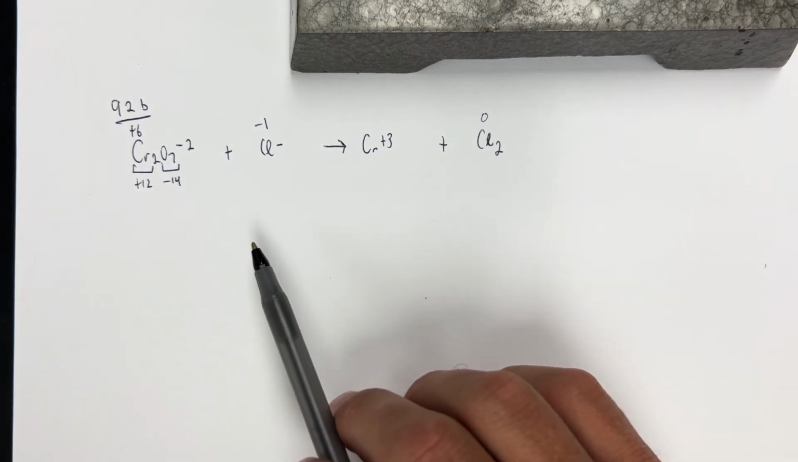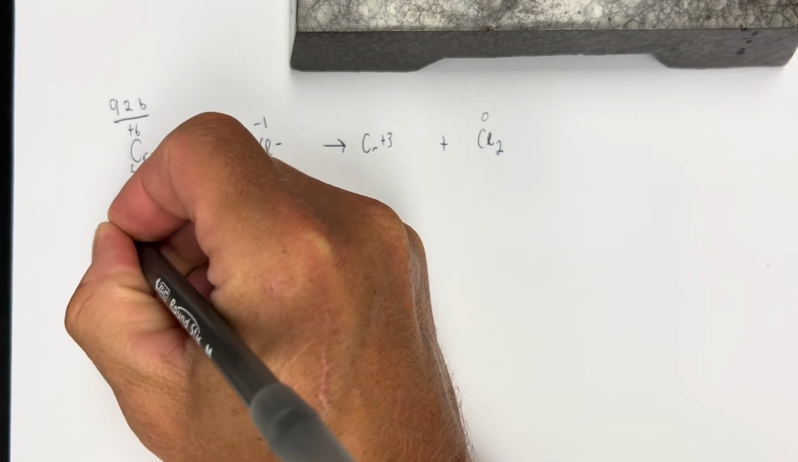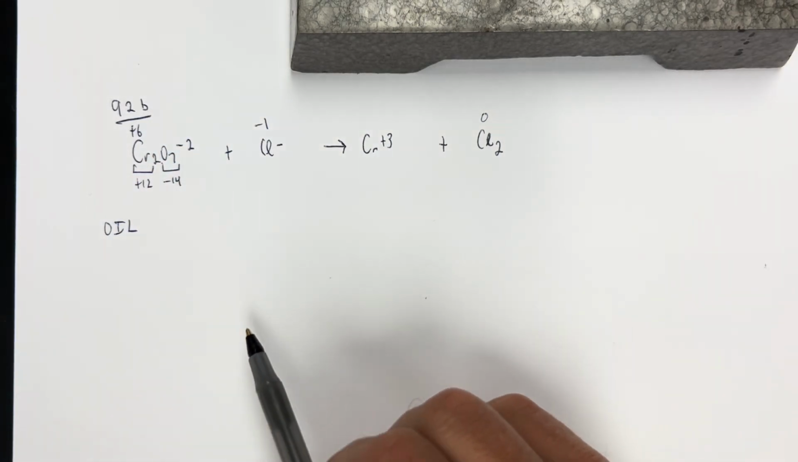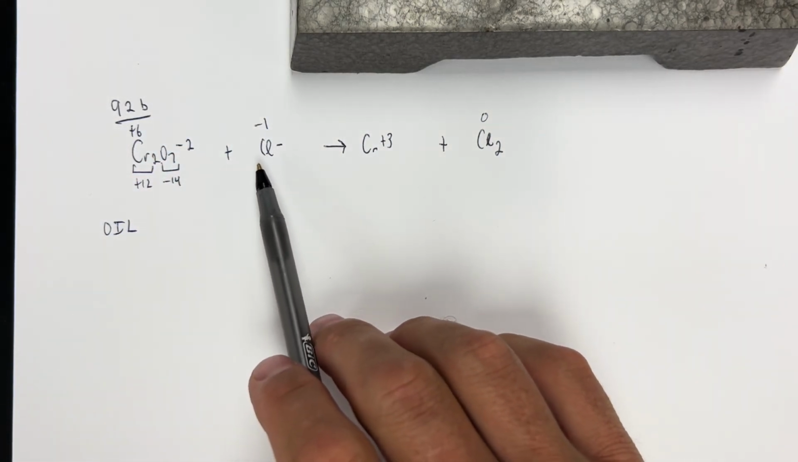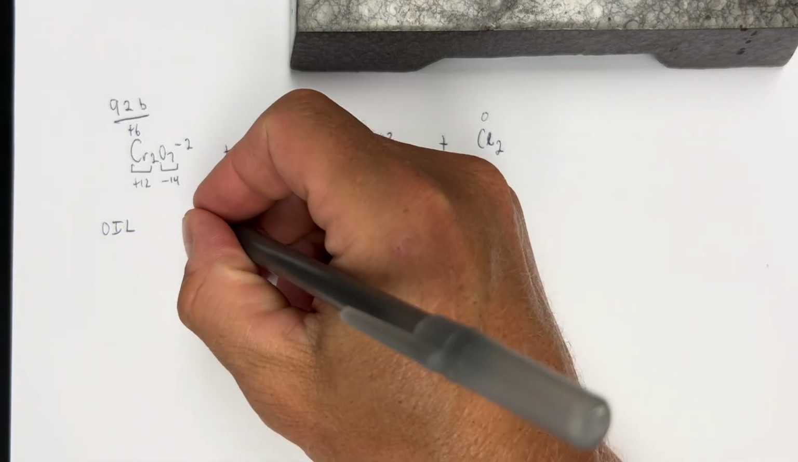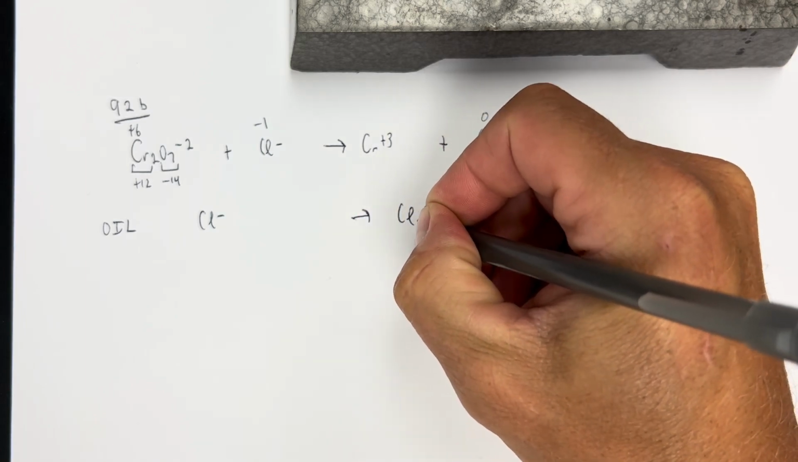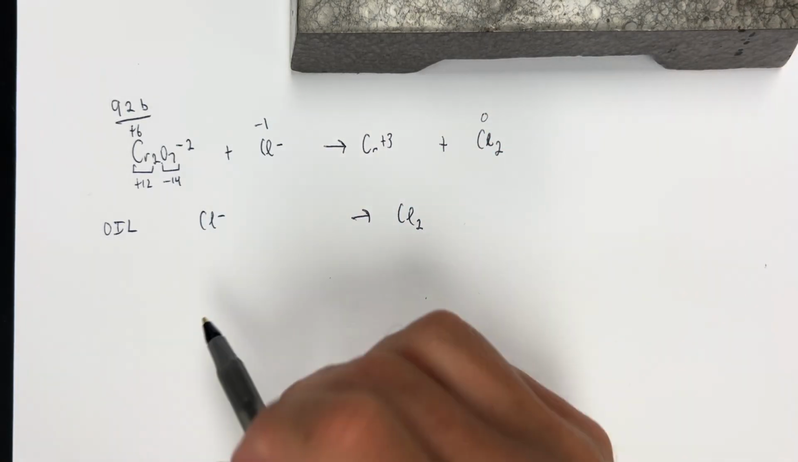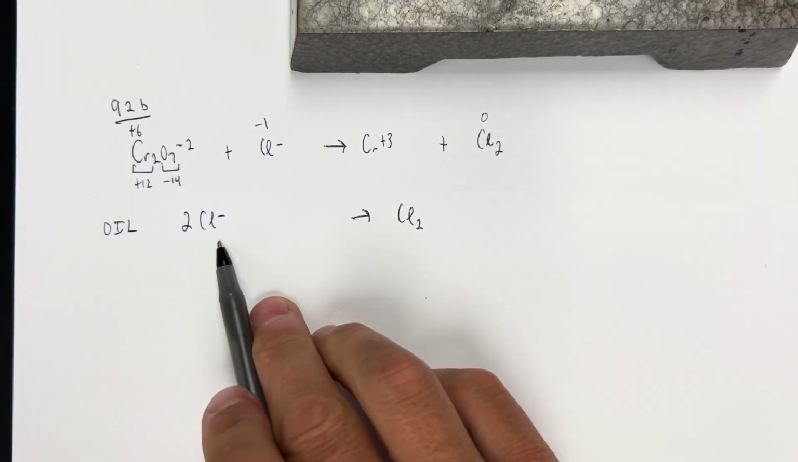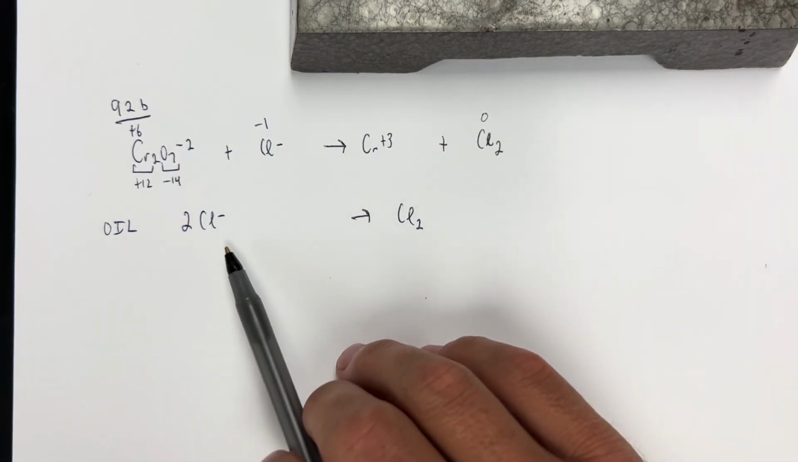So we can do oxidation or reduction first. Let's do our oxidation. Doesn't make any difference. I'm going to say OIL. Oxidation is losing electrons. So that is going up in charge. That's your chlorine going from a -1 to a 0. So we're going to go Cl negative, turning into Cl2. Since the atoms are not balanced, make sure we balance the atoms. So there'd be 2 of these ions forming, this would be chlorine gas over here as a diatomic element.